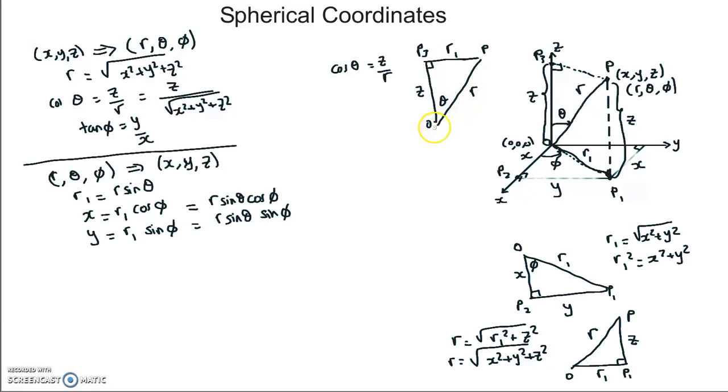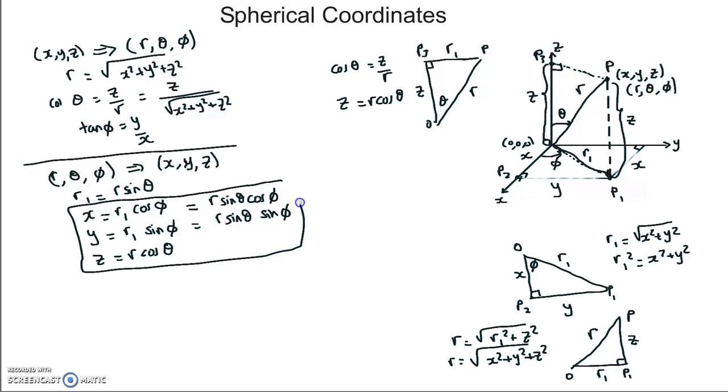How about z? If you look at the triangle O, P3, P, and we know r, then z equals r cosine theta. So these are our equations here. If we have r, theta, and phi, we can convert those to the corresponding x, y, and z.